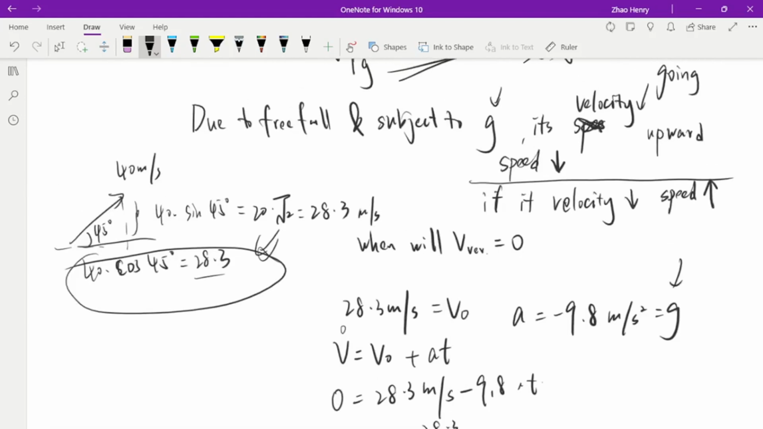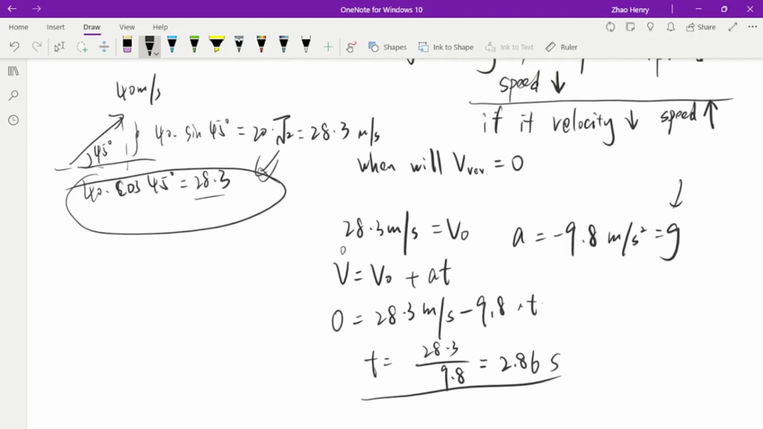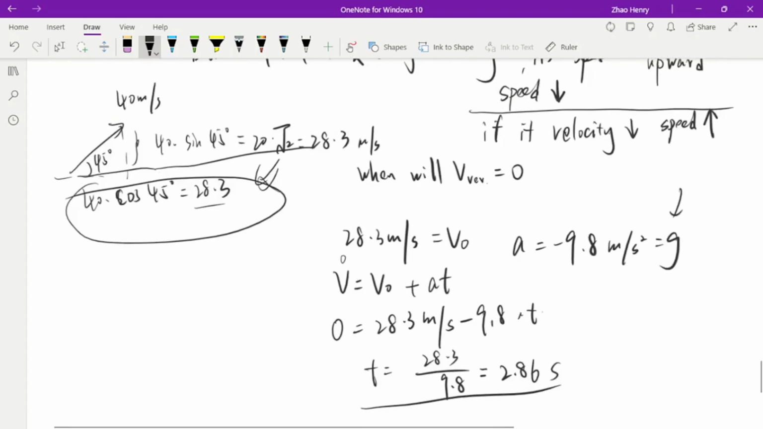So from this question, we can see the importance of resolving a vector into components. Also, in future problems you will meet, remember to resolve vectors into components. It will surprise you and it will help you solve a problem much quicker.